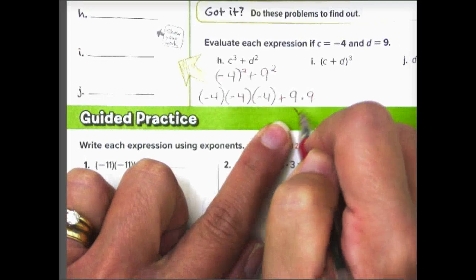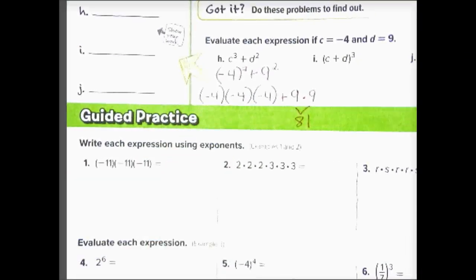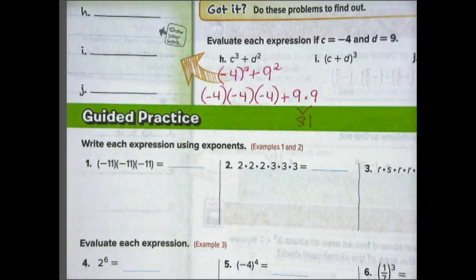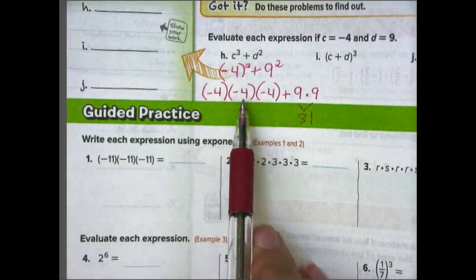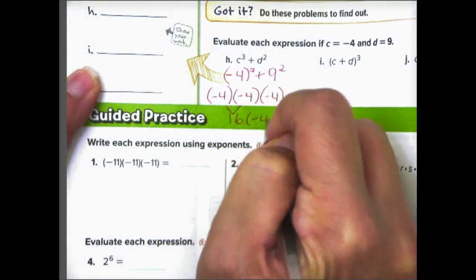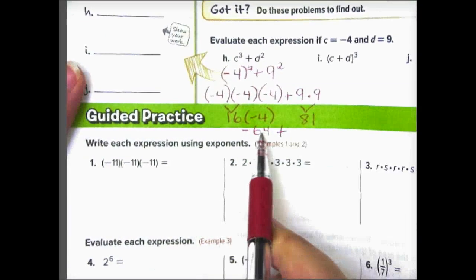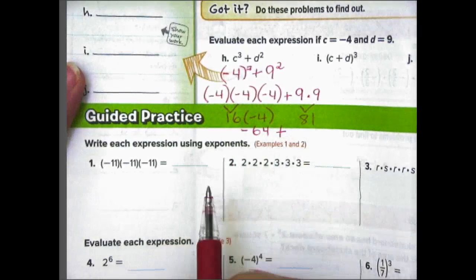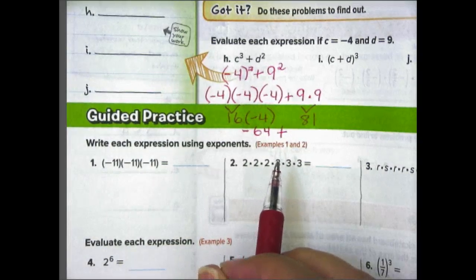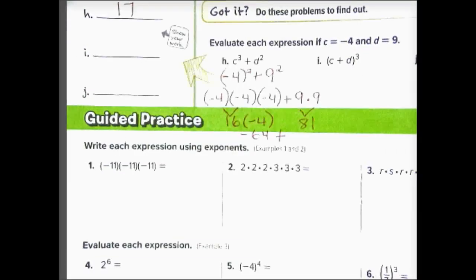We know that 9 times 9 is 81. Negative 4 times negative 4 is positive 16. Remember, two negatives equal a positive. And positive 16 times negative 4 is negative 64. So we're going to add negative 64 plus positive 81. When you add those together, you should get positive 17, and we'll put that up to the left side by H.